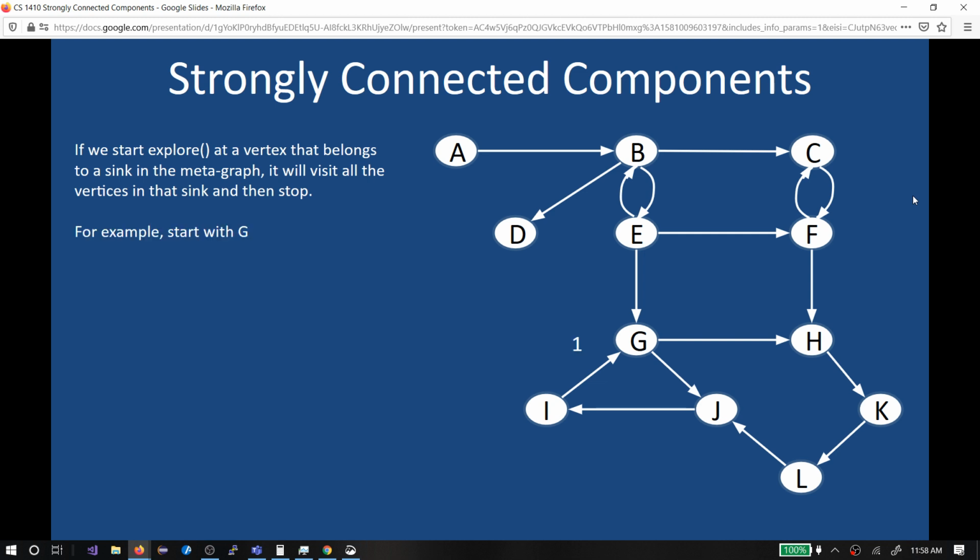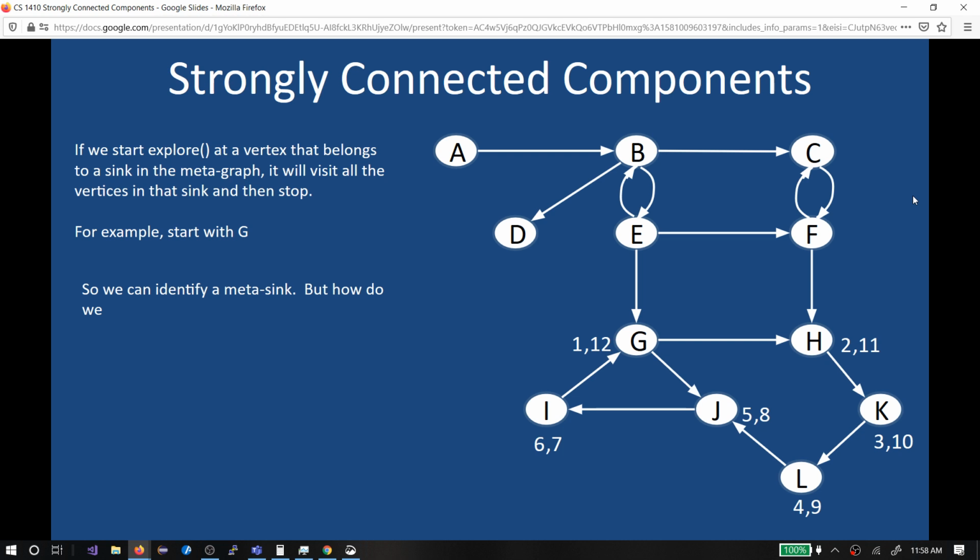Let's start with G. So we'll just do an explore. We go to H, that takes us to K, to L, to J, to I, then it starts backing out. So if we had some way of knowing that a vertex belongs to a meta-sink, we could find all the other vertices in that meta-sink.